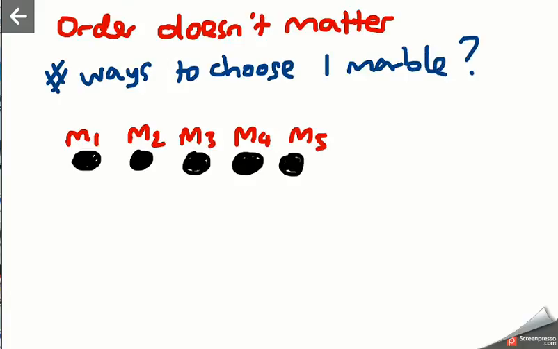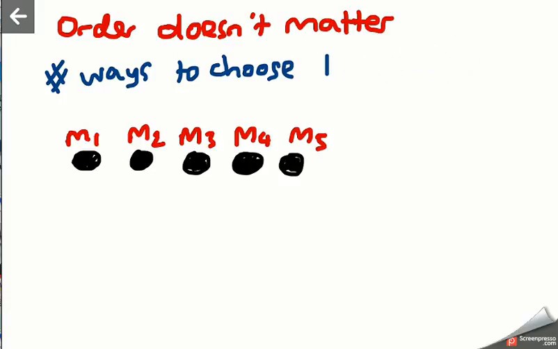What's the number of ways to choose one marble? Well, it's quite obviously 5. I can choose marble 1, I can choose marble 2, I can choose marble 3, I can choose marble 4, or I can choose marble 5. So what's the number of ways to choose one marble? It is 5. So nothing hard about that, actually.